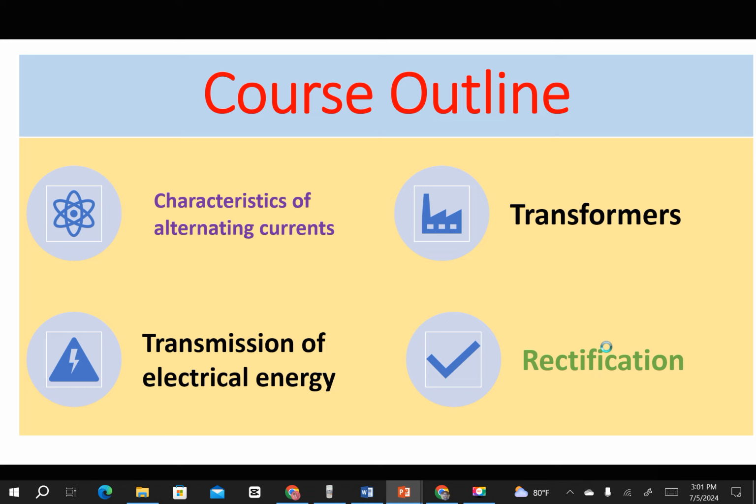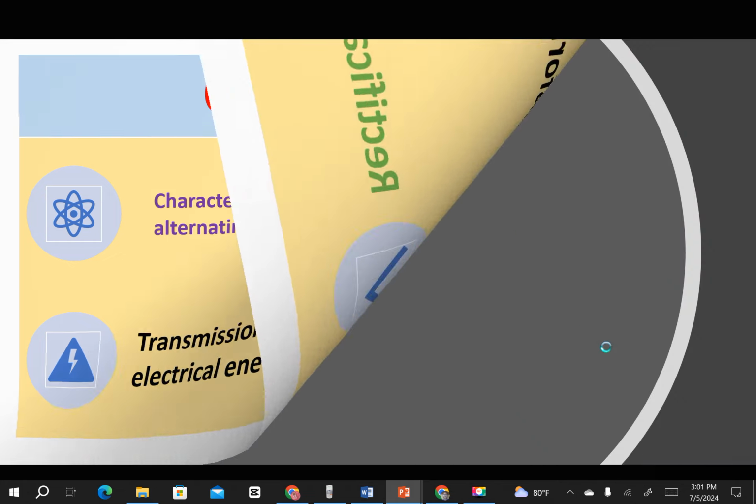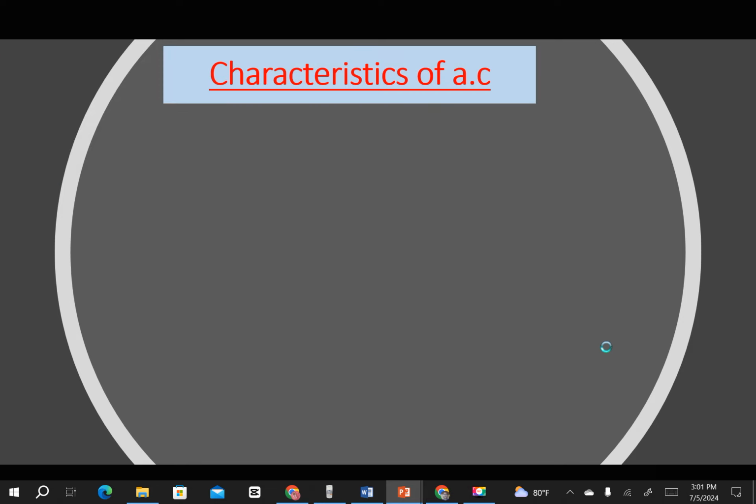Then we shall also briefly talk about transmission of electrical energy, the same thing you met in IGCSE. For example, why power is transmitted at high voltage. Then we shall also talk about rectification, where alternating current is converted into direct current. So let's briefly go into what we expect under the characteristics of alternating current as the first thing.